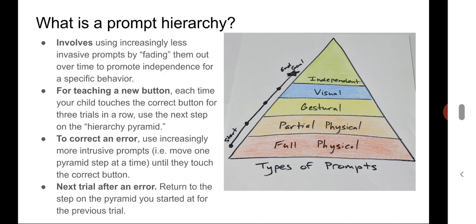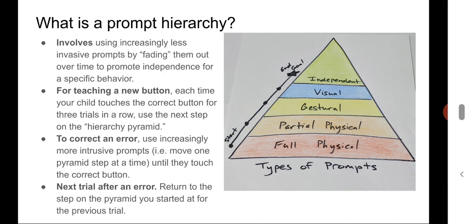So basically, for teaching a new button, each time your child touches the correct button for 3 trials in a row, use the next step on the prompt hierarchy. And to correct an error, use increasingly more intrusive prompts until they touch the correct button. So we move 1 step at a time down the pyramid until we get the independent response, or we get the correct response that we're looking for.